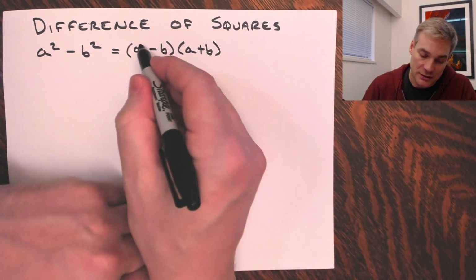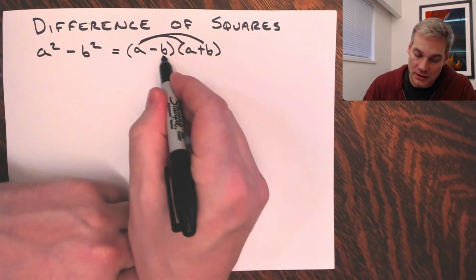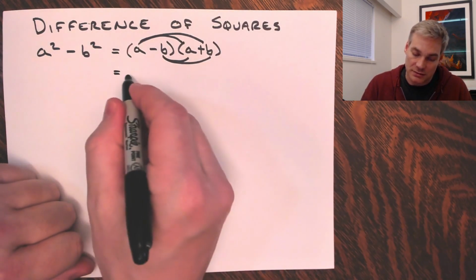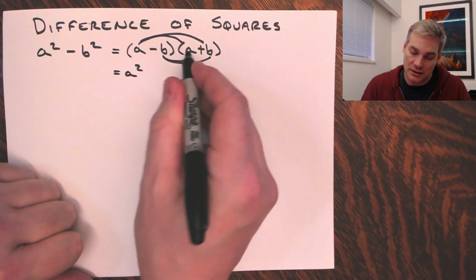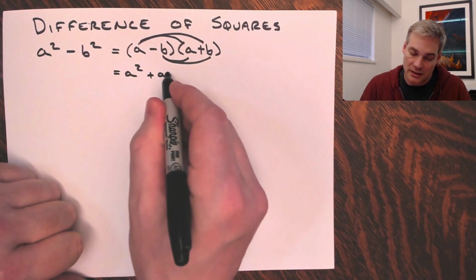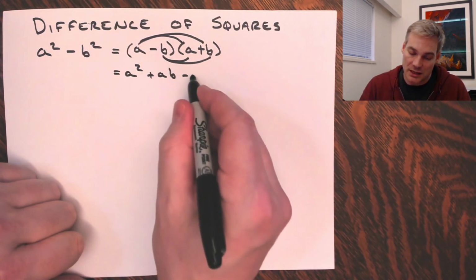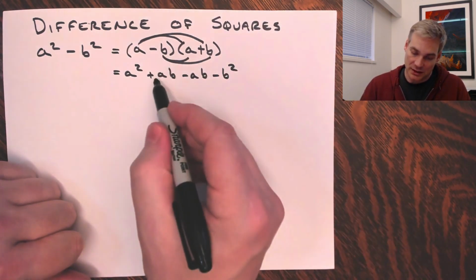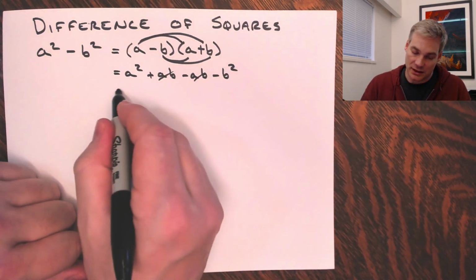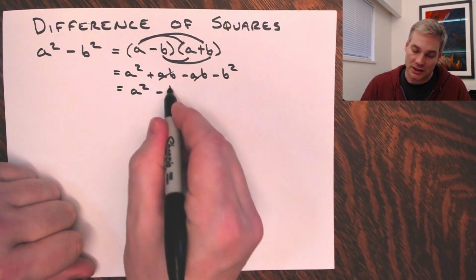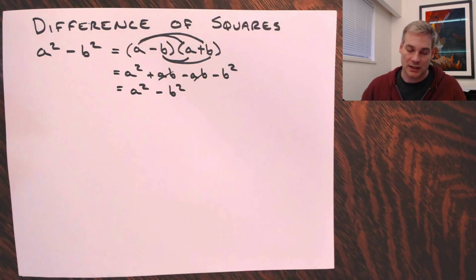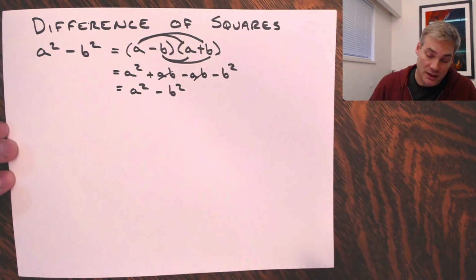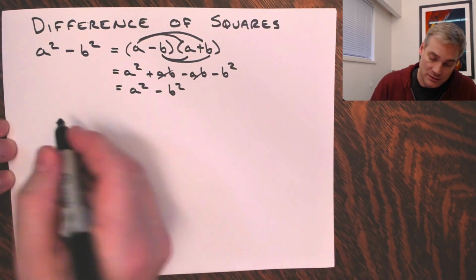We can FOIL this out quickly to get a squared plus ab minus ab minus b squared. And these two terms cancel out, and then we're left with a squared minus b squared. Okay, so let's do some very quick solutions to easy problems, or to various problems.